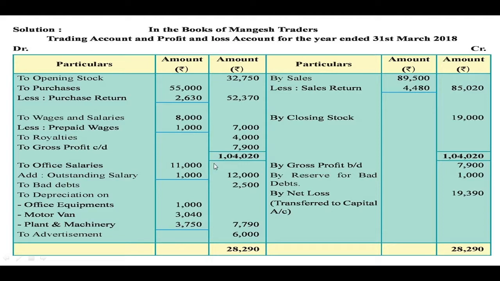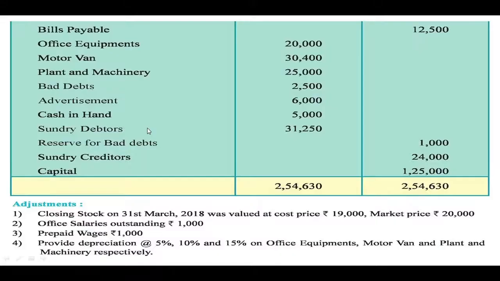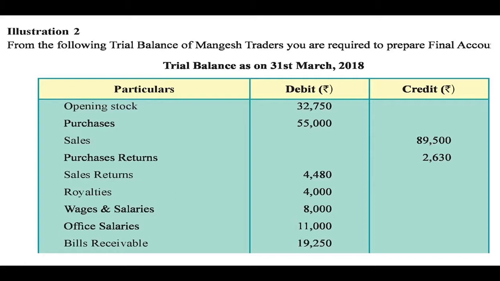Here there is a printing error. This is the total 1,04,020. After that you need to draw two lines here, that you have to remember. Now let us start with the question from the trial balance. Always remember that first you need to post all the items given in the trial balance. Then the second step is to give two effects for each adjustment, and the third step is to balance the accounts and transfer the balances to the respective account or statement.